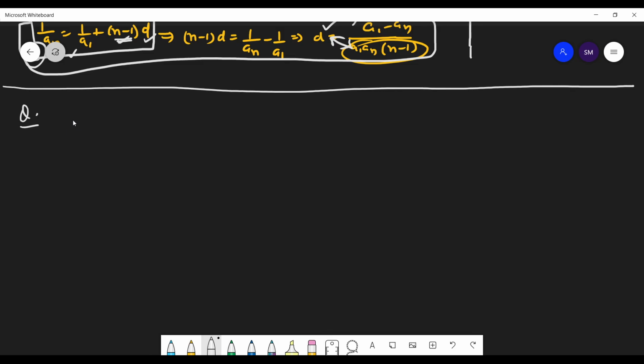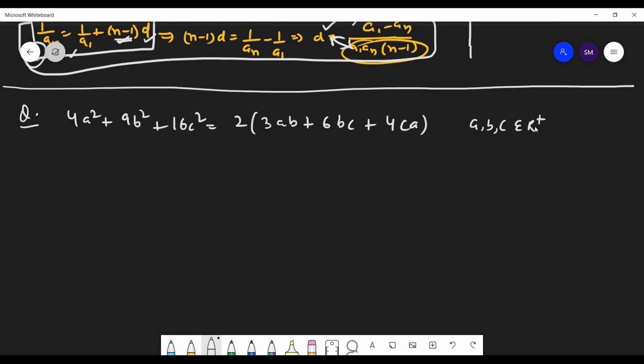Now let us do the next question. 4a square plus 9b square plus 16c square is equal to 2 into 3ab plus 6bc plus 4ca, where a, b, c are non-zero numbers. So a, b, c belong to positive real numbers. Then a, b, c are in option A, AP, GP or HP. Okay, come on, now do this question.